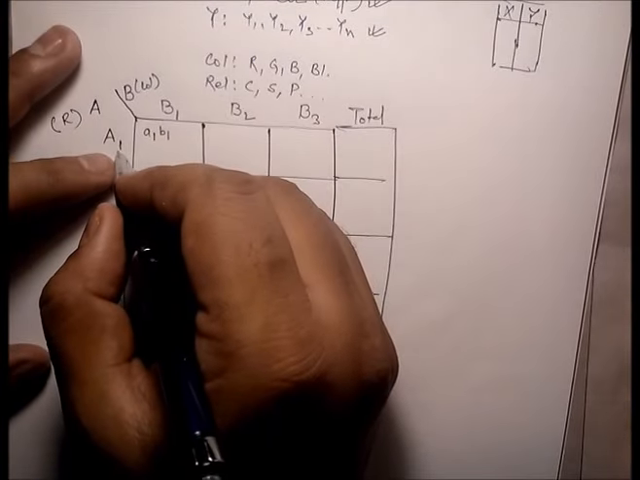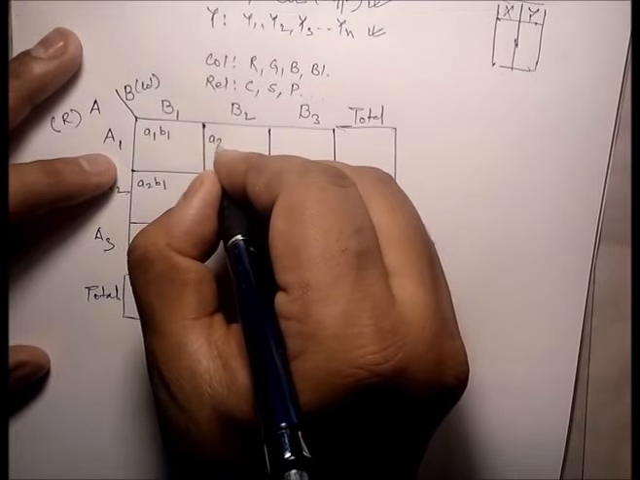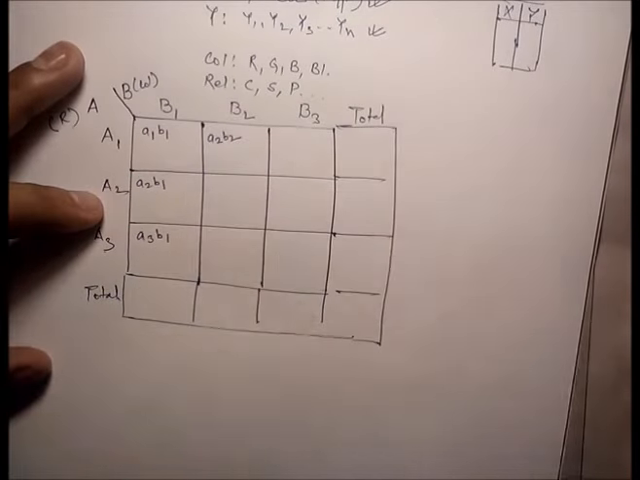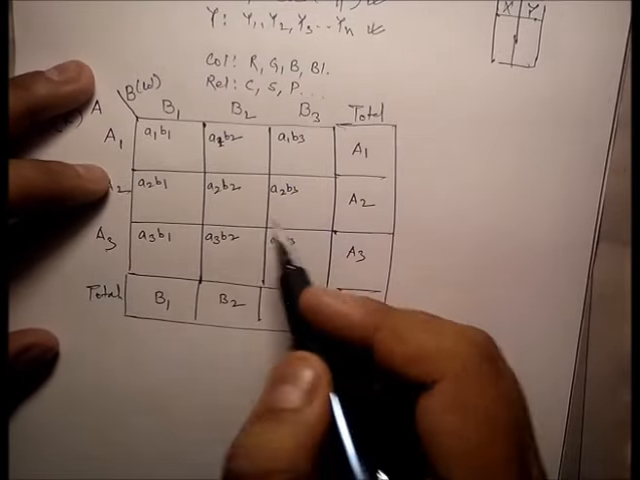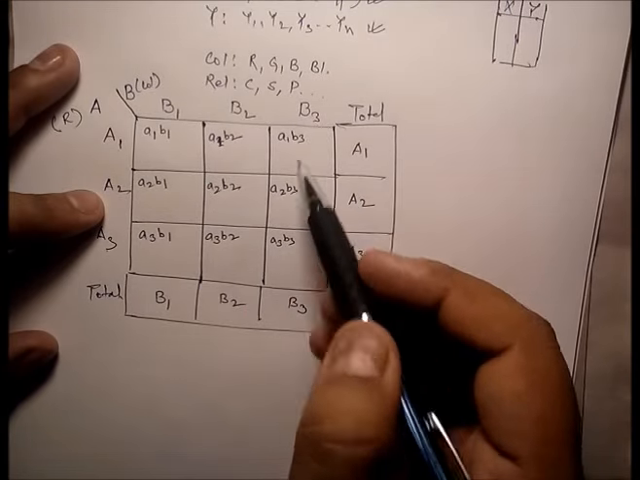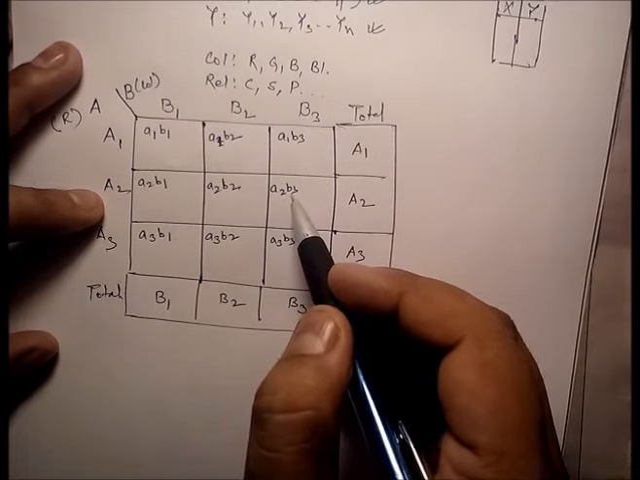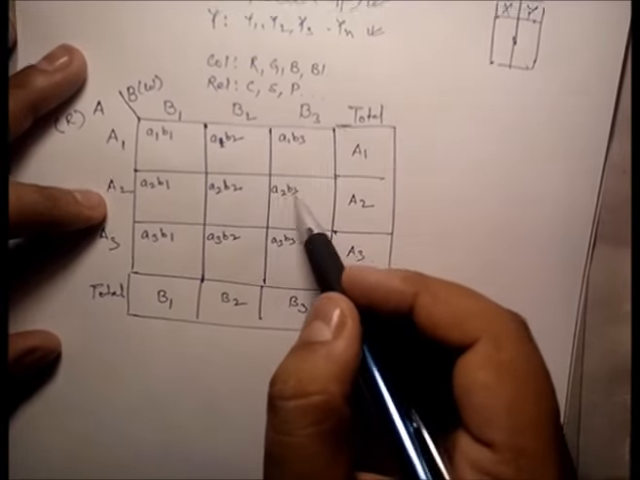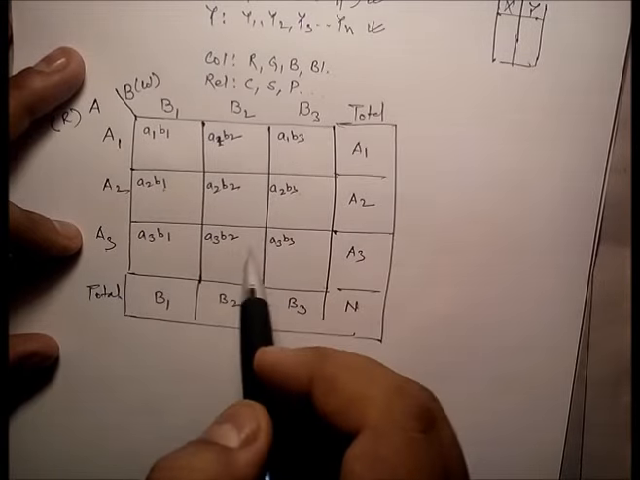Similarly, religion 1 A1 may prefer another color B2. So A2 B2. Okay, so A2 religion may prefer B3 color. So the number of A2 religion who prefer B3 is A2 B3 and so on. Okay, so these are our observed frequencies.